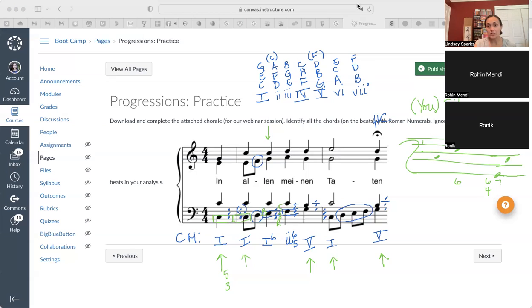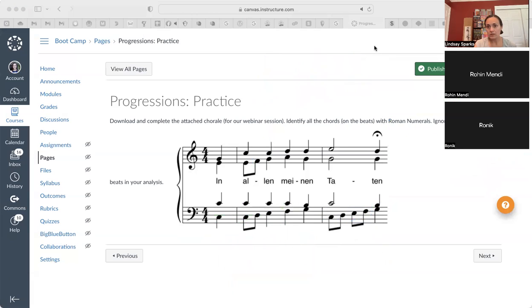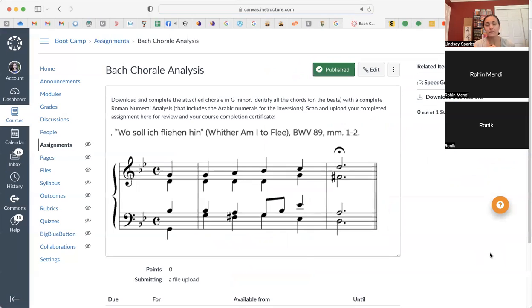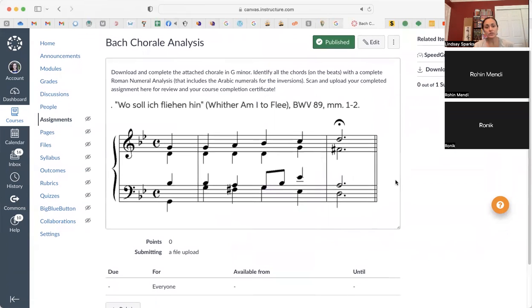Beyond this is the last practice for the last unit. And beyond this is, oops, click on it. There we go. Is our Bach Chorale analysis. Now, this is our one and only assignment in the boot camp class in terms of assignments to turn in. So I give you some information here with this. This is exactly the same kind of analysis that we just did in the previous exercise. So it's Roman numeral analysis. Don't forget your figures when you need to put in Arabic numerals for your intervals above the bass.